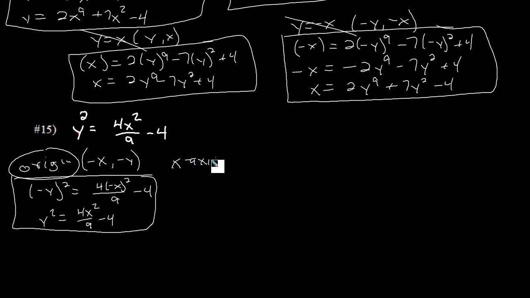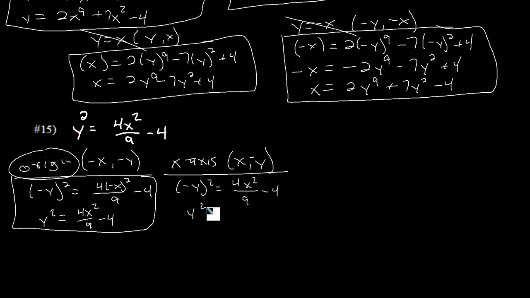The x-axis, x stays the same, y changes sign. Hopefully you can see what's happening here. This is going to work as well. Because the only thing we change is this y, and it's going to be squared, which is going to make it positive again. Same as the original.